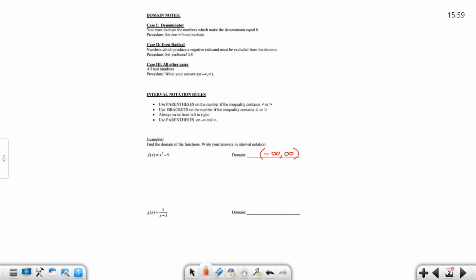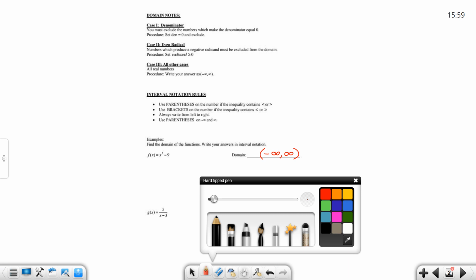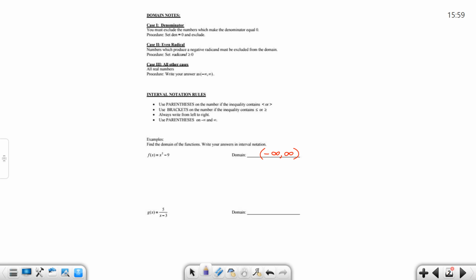Okay, so looking at that second one, g of x, the first case is, does this have a denominator? And my answer is yes. So since it has a denominator, what we're going to do by using the rule is, it says set the denominator equal to 0 and exclude. Notice it doesn't say anything about the numerator.